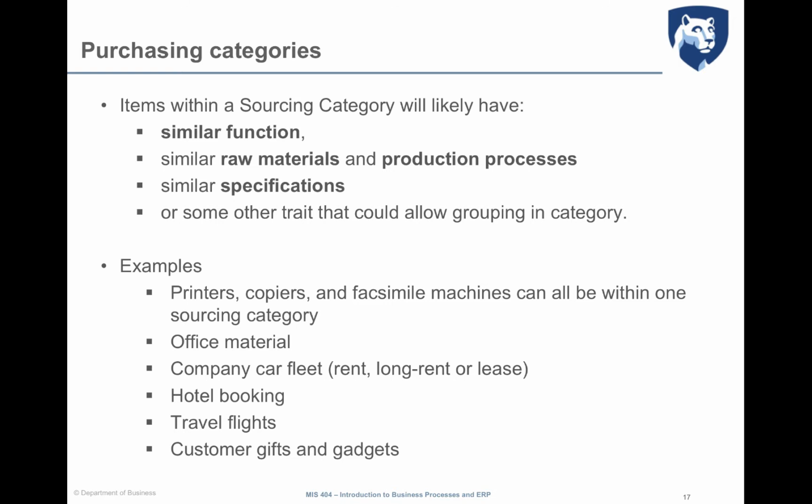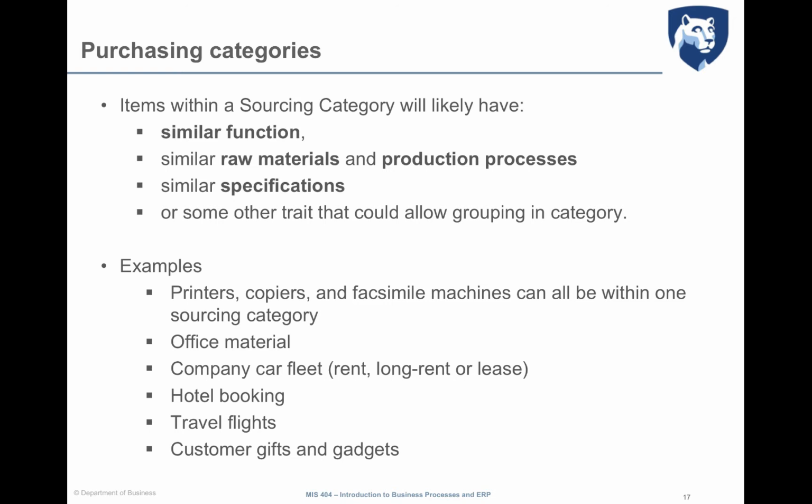Purchasing categories, which are also named sourcing categories, group goods and services purchased by a company which have a similar function, similar raw materials and production processes, similar specification, and some other trait that could allow them to be grouped in the same category. For example, printers, copiers, facsimile machines can be included in a sourcing category. All office materials can be grouped in a single purchasing category named office material.